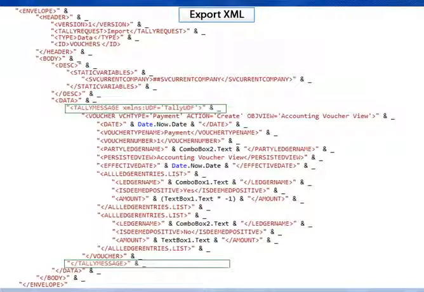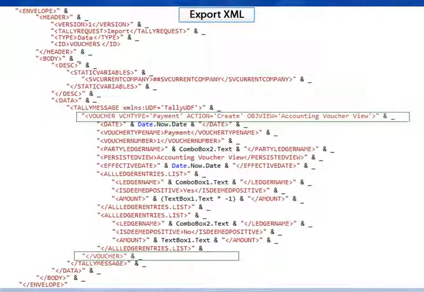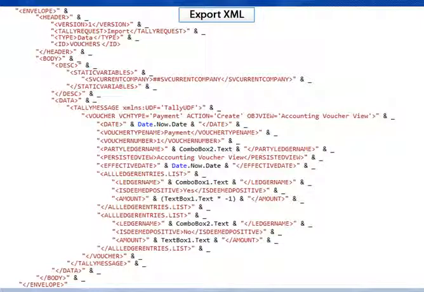Tally message tag is followed by the object type tag. Here, the object type is voucher, hence the voucher tag follows. This tag must contain all the XML attributes with their values like voucher type, action, and object view setting. Here, voucher type is set to payment, action to create, and object view to accounting voucher view, which means that when the user drills down into the voucher, he would see the voucher interface in accounting view.